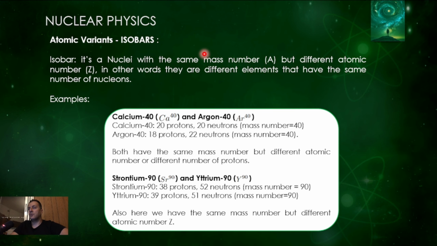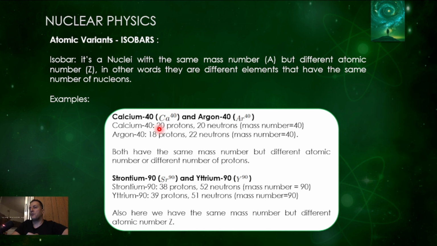Now, another atomic variant or definition is the isobars. An isobar is a nucleus with the same mass number A, however, with a different atomic number, Z, or number of protons. In other words, they are completely different elements, but happen to have the same mass number A. So, as an example, you have calcium and argon. They are two different atoms, two different substances in nature. However, since they happen to have the same mass number, they are called isobars.